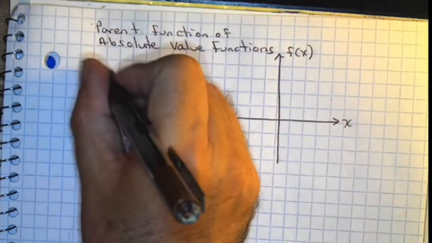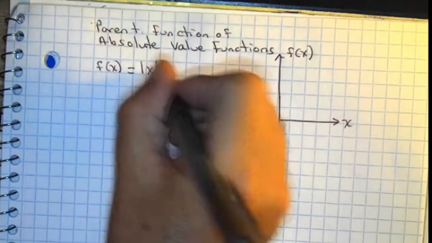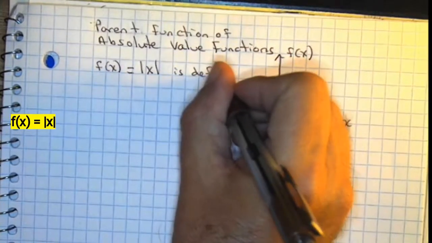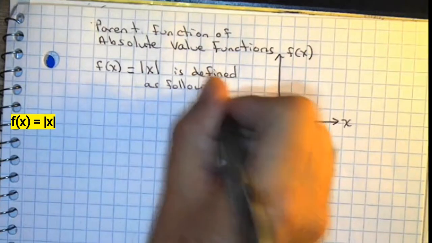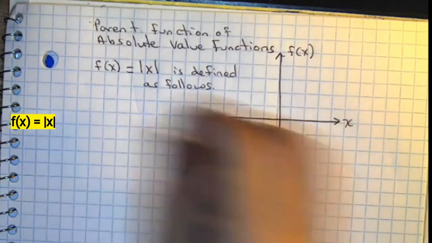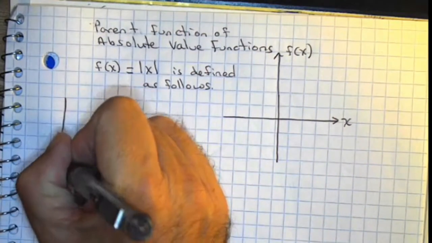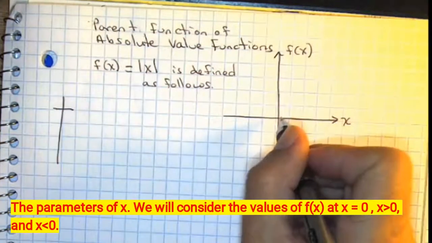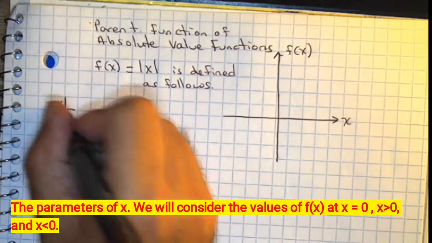The parent function f of x is equal to the absolute value of x, is defined as follows. We are going to look at its parts. Let's look and see what happens to the graph at the positive values of x. As we look at the domain, let's first look at what happens at 0.